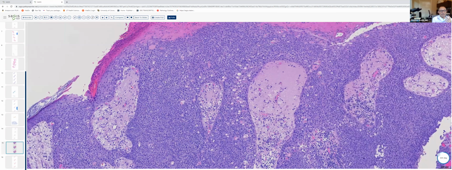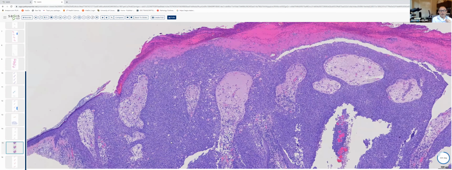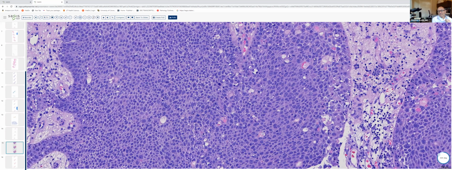And so you might be thinking, oh, this looks kind of like a Bowen's disease or squamous cell carcinoma in situ. However, there are a couple of features here that you need to know. One, scattered throughout the neoplasm, there's evidence of duct formation. There's ductal differentiation within this tumor.